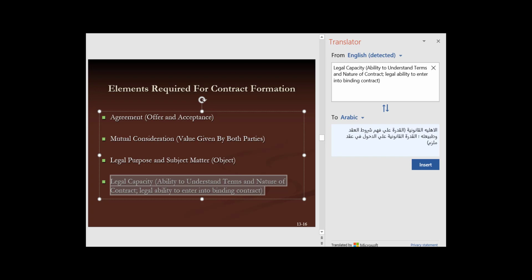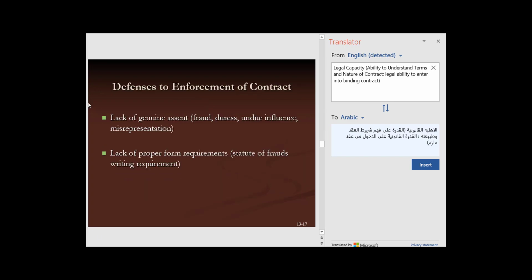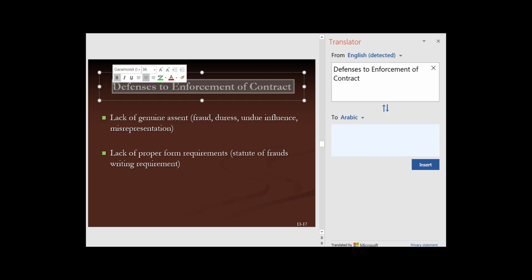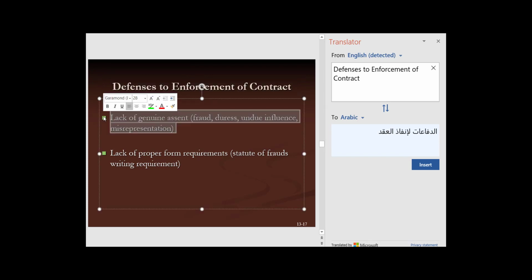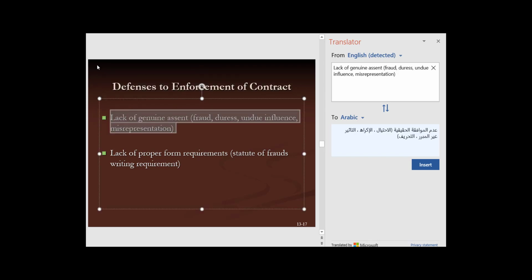Defenses to enforcement. These are defenses after you enter into the contract. Say all those things were proper. Now you want to get out of the contract because you find out something was not right with what you bought. You could have fraud, where somebody committed fraud against you, or duress, or you were improperly influenced by someone. So the defenses are important.